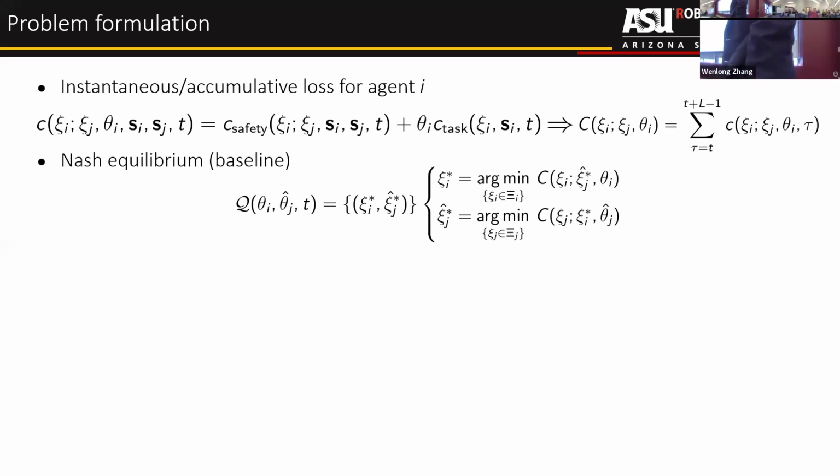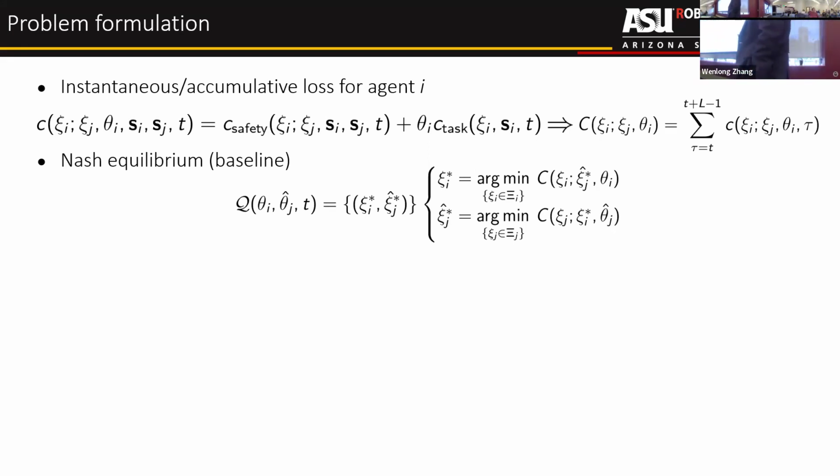Right? So this is the cost, and then we basically say this is instantaneous loss, this is accumulative loss over a period of time. And then we look into the baseline Nash equilibrium. There are a lot of different versions of the Nash equilibrium here. It depends on what your assumptions are, right? It depends on how you assume each agent solves the game, because there is incomplete information here. They can solve that in different ways.